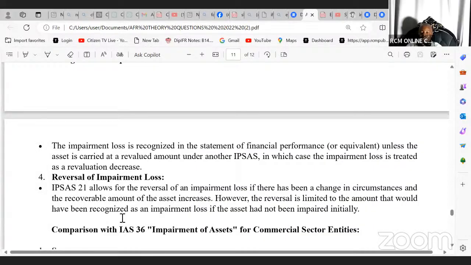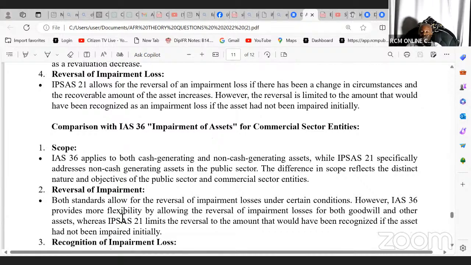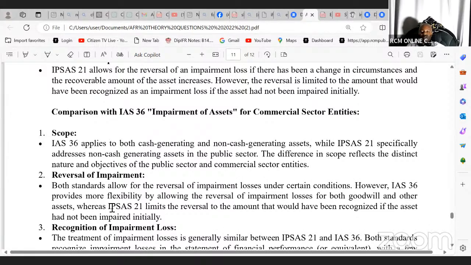Comparison with IAS 36, impairment of assets for commercial sector entities. Scope. IAS 36 applies to both cash generating and non-cash generating assets. You see, IAS 36 is for profit-making companies. Then we have assets which are cash generating and non-cash generating, while IPSAS 21 specifically addresses non-cash generating assets in the public sector. Great. This I can remember in an exam.